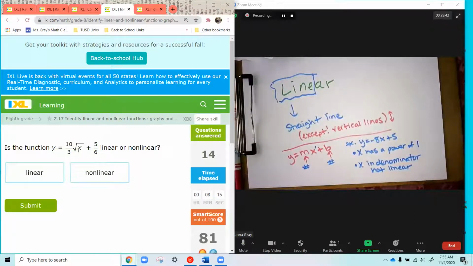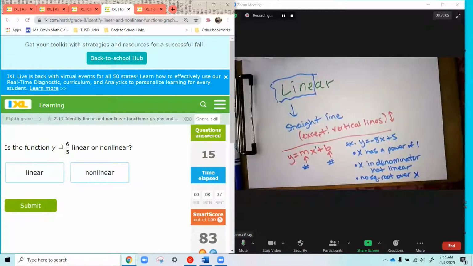This, no. So no square root over. So you can't have basically anything unusual. It just has to be an x with no exponent and just on top of the fraction and then normal with a number or maybe no number. So this is nonlinear.